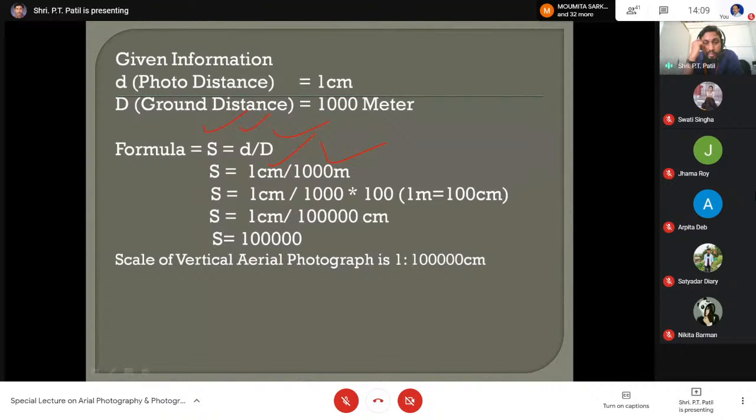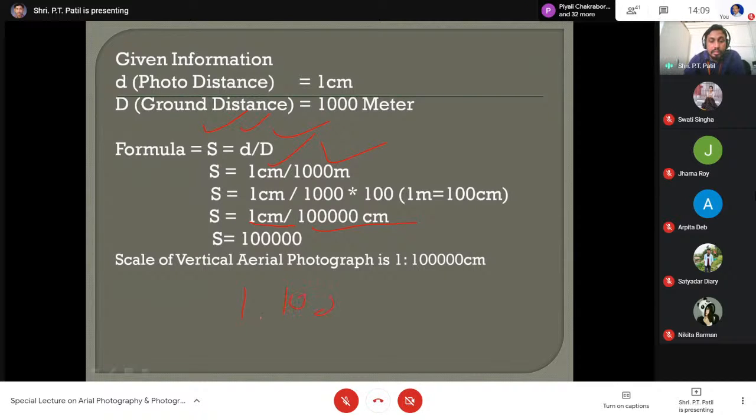Because 100 centimeter is equal to 1 meter, that's why we have to convert that meter into a centimeter. So in this way, the scale of the aerial photograph is 1 centimeter divided by 1 lakh centimeter. Automatically we get similar figures: 1 centimeter is equal to 1 lakh centimeter. So the scale of that aerial photograph is 1 to 1 lakh centimeter.